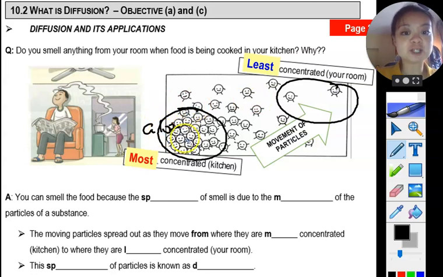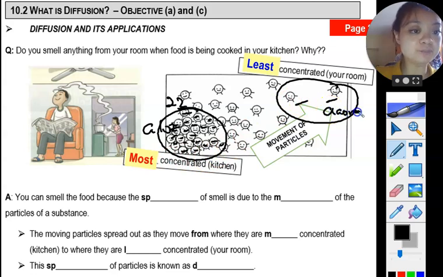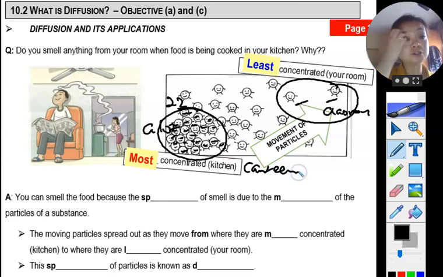So if I were to circle, just in this circle, I can see 1, 2, 3, 4, 5, 6, 7, 8, 9, 10, 11, 12, 13, 14, 15, 16, 17, 18, 19, 20, 21, 22. There are 22 particles here versus only 2 particles. Let's say this is in your room, okay, or let's say this is your classroom and this is the canteen. So do you notice how the particles were moving?